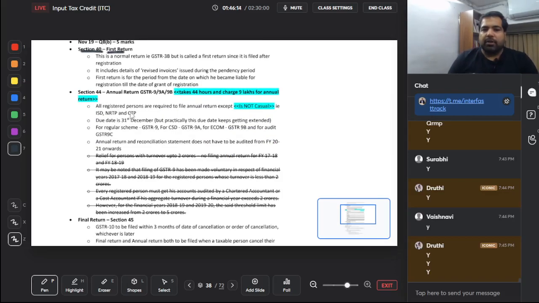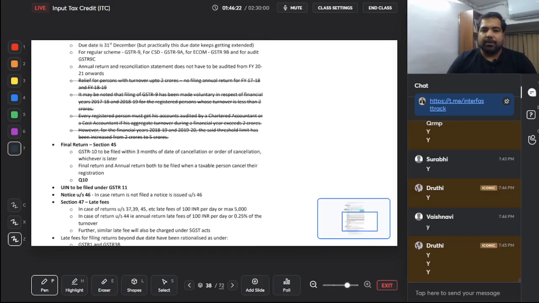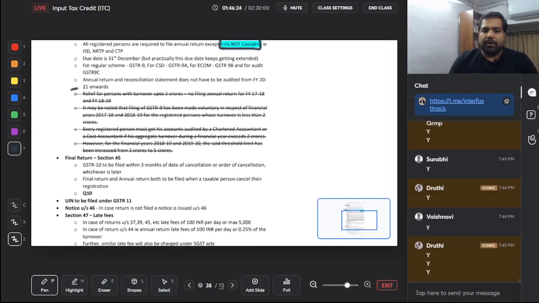First return, section 44, annual return, 9 lakh rupees as a shortcut, guys, is not casual. That's a slightly different shortcut here. This used to be earlier, guys, that you could be audited. Now it has been removed. So I have also removed it like this. So you know it was there earlier, but now removed.